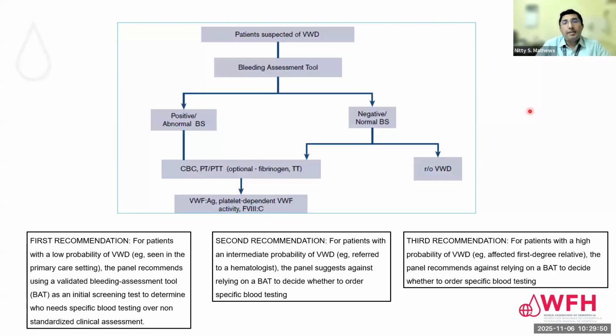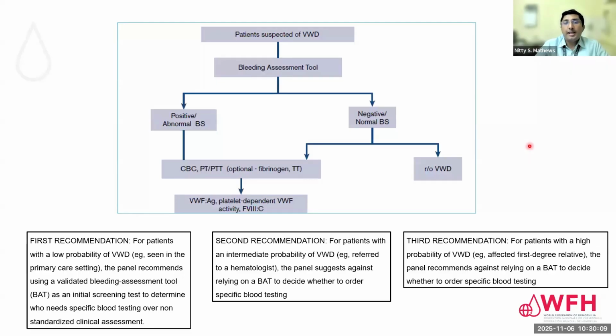When a patient is suspected of having von Willebrand disease, the recommendation is to apply a standardized bleeding assessment tool, such as the ISTH BAT. If it is positive, you go ahead and do the basic screening tests and specific tests for von Willebrand disease. If it is negative, you look at the scenario.